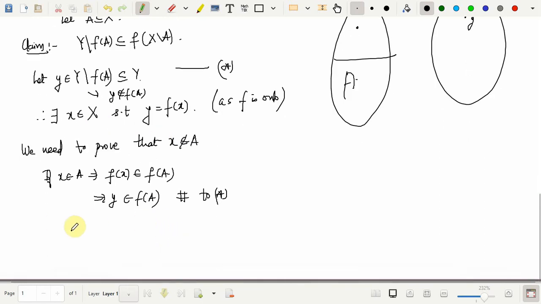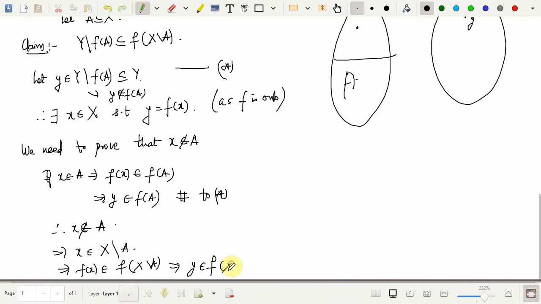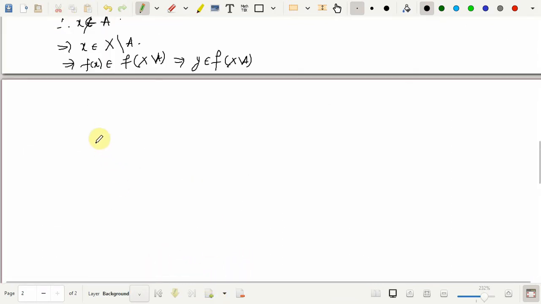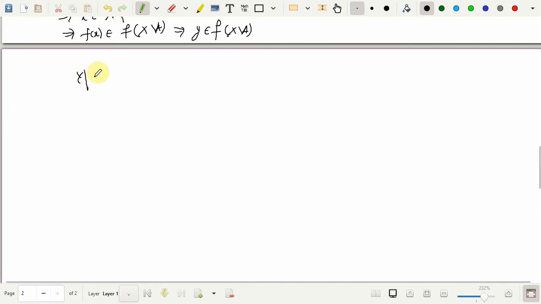So from this contradiction we can arrive at the conclusion that x is not in A, and therefore x should be a point coming from X but not A, and this implies that f of x belongs to f of X difference A, that is y belongs to f of X difference A. And therefore we have proved that Y difference f of A is contained in f of X difference A. So this is the first part.